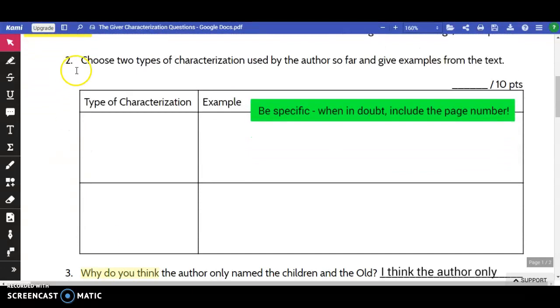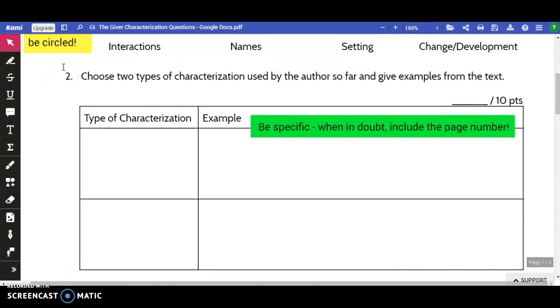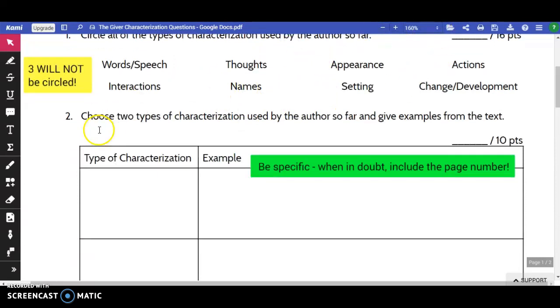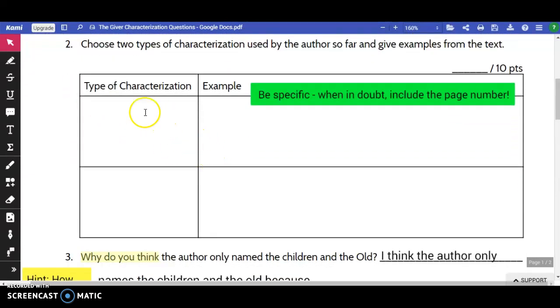Question 2. Choose 2 types of characterization used by the author so far and give examples from the text. Question 2 will be much easier after you answer question 1. You will choose 2 of the types of characterization that you've circled. You'll record those types here, and then for each type of characterization, you'll give an example. Be very specific, and when in doubt, include the page number from the text.